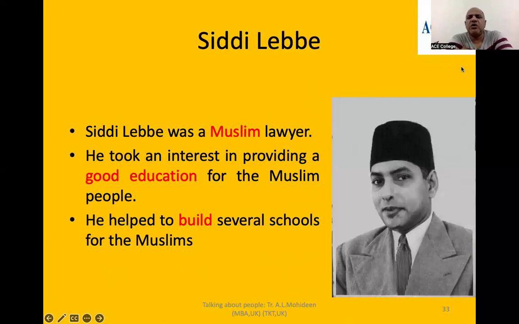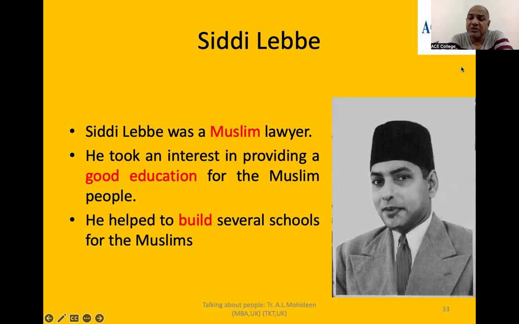Okay, so now Omar already done. Usman? Siddi Lebbe was a Muslim lawyer. He took an interest in providing good education for the Muslim people. He helped to build several schools for the Muslims.